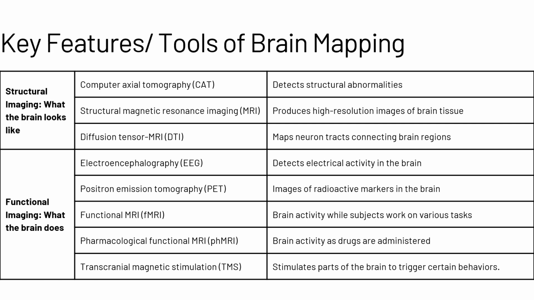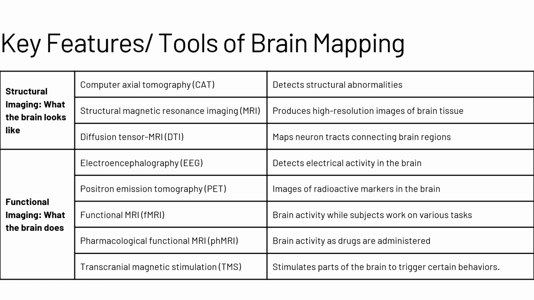Functional tools include EEG, or electroencephalogram, which records the brain's electrical signals; positron emission tomography, or PET scans, which show the brain's metabolism using radiation tracers; and fMRI, or functional MRI, which measures brain activity while subjects work on different tasks, and reveals active regions in real time.